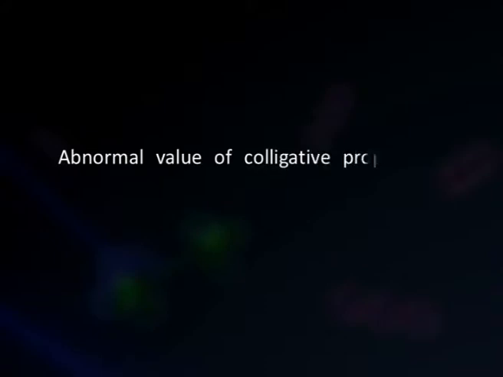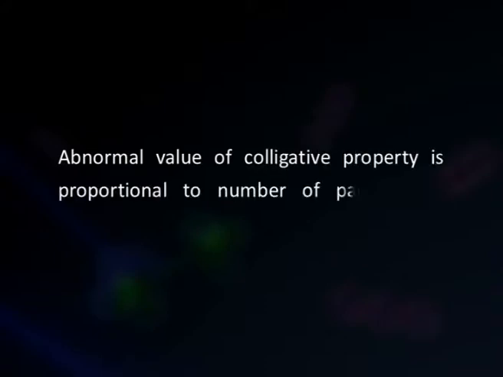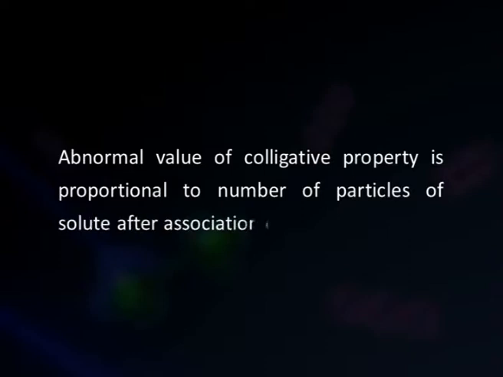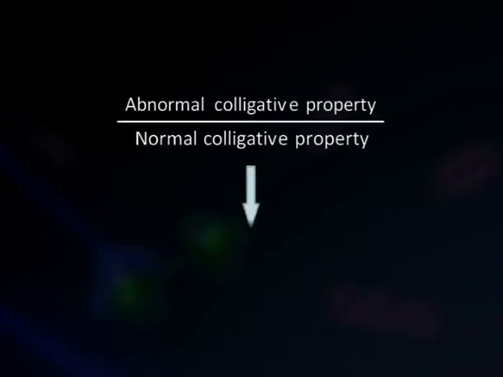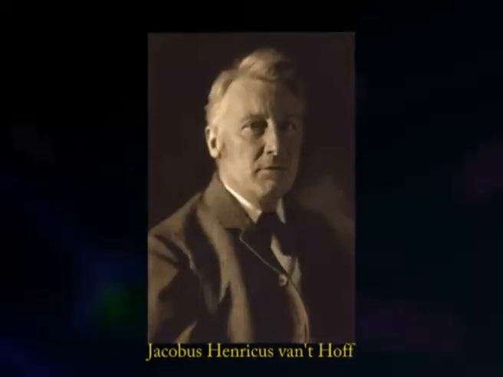Thus, the normal value of colligative property is proportional to the number of particles of solute originally taken, and the abnormal value of colligative property is proportional to the number of particles of solute after association or dissociation. Hence, the ratio of abnormal colligative property upon normal colligative property may have a value either greater than 1 or less than 1. In 1880, Van 't Hoff introduced a factor i, known as Van 't Hoff factor, to account for the extent of association and dissociation.